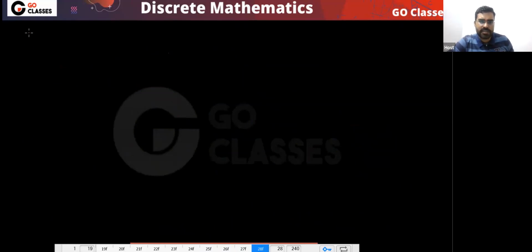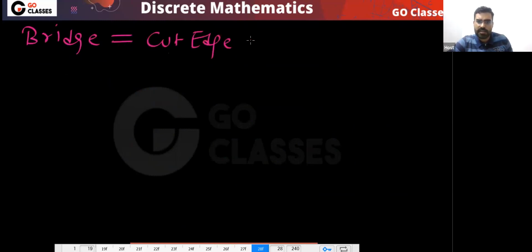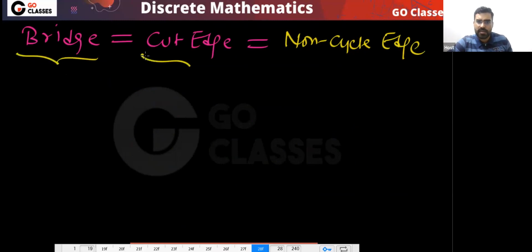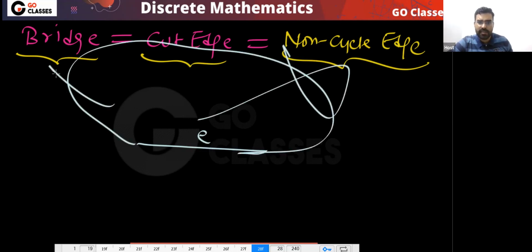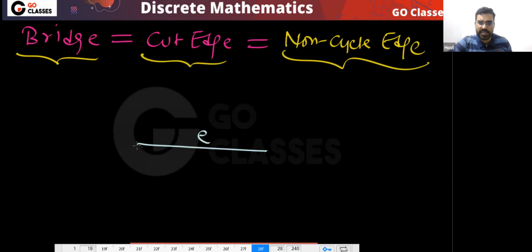Bridge means cut edge. These 3 things are same. Bridge is same as cut edge, and this is same as non-cycle edge. Bridge, cut edge, non-cycle edge, all these 3 things are same. You have an edge. This is not part of any cycle. This is not part of any cycle. Means this is your edge.